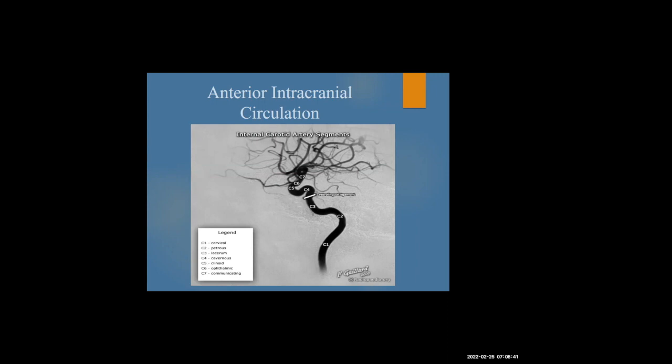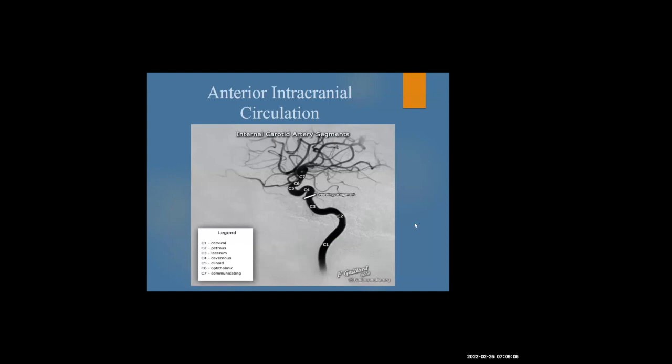And conventionally speaking, I think the most recognized way to divide the internal carotid artery is through this 7 subsegment type of depiction, in which you have a C1 through C7 subsegment component to the internal carotid artery. And just to begin with, we'll start with C1. So C1 is your cervical ICA segment.